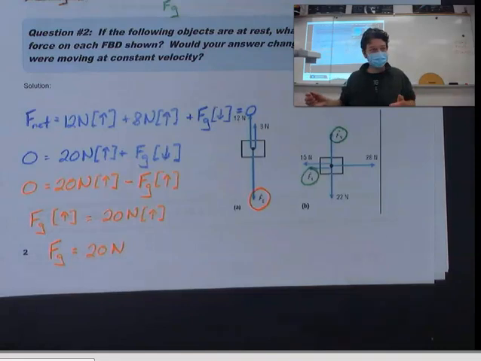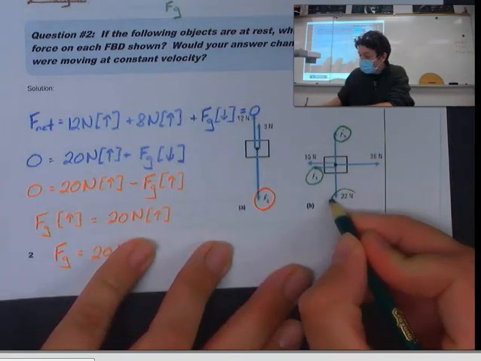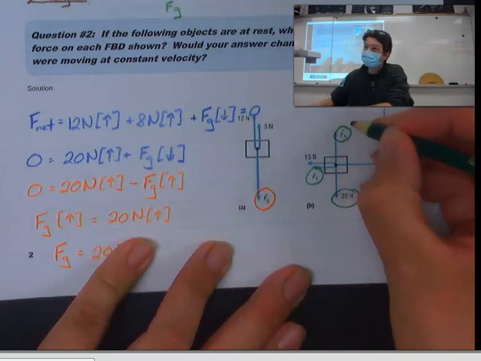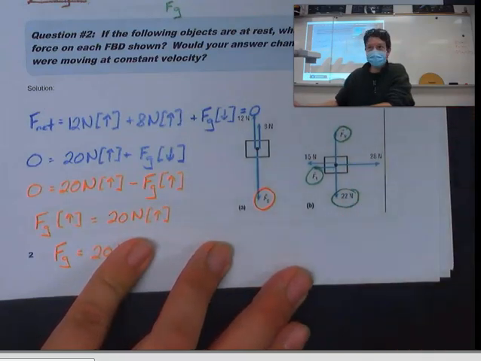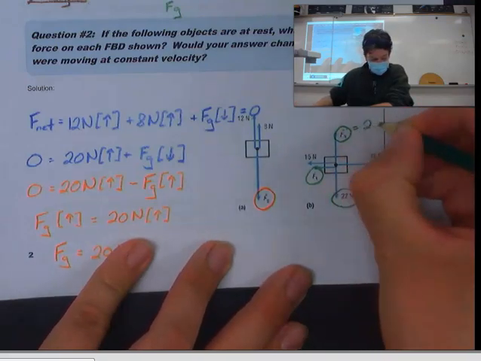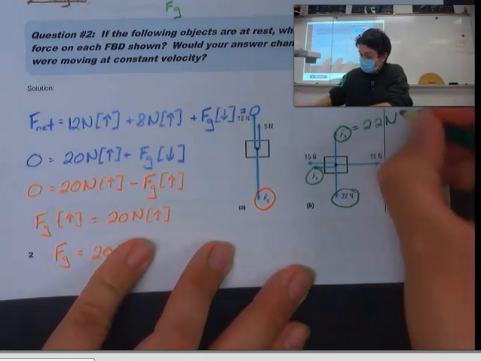So let's look at it just qualitatively without any equations. If we have 22 newtons down, this normal force, which is in the opposite direction, must have the same magnitude. So it must also be 22 newtons. It's just in the opposite direction. It's going to be 22 newtons up.